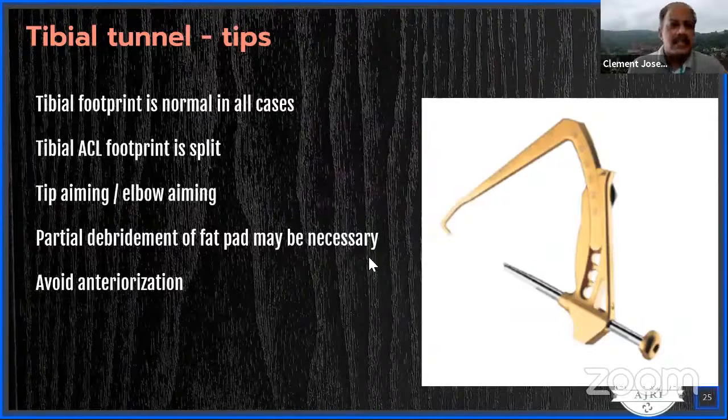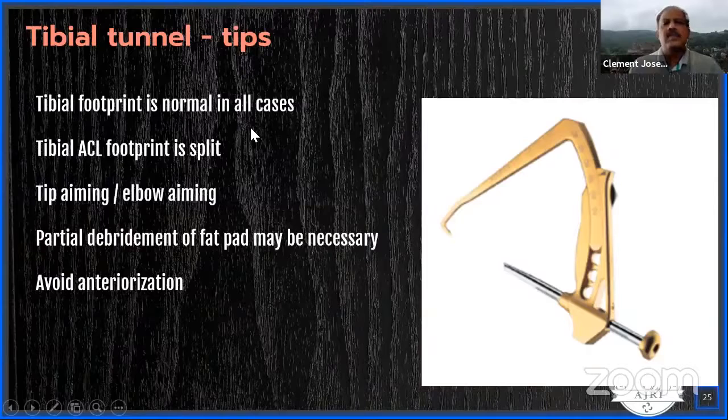And coming to the tibial tunnel, in almost all the cases, the tibial footprint is fully covered by the ACL. So it may be difficult to identify landmarks like the tibial spine in these cases. One tip would be to split the ACL footprint using an 11 knife introduced through a portal. Then one can use a tip aiming or elbow aiming device, which has a single prong like this, which can be inserted into the split. Sometimes you may have to debride the fat pad to have a clear view. And one should not make too anterior a tibial tunnel in these cases.